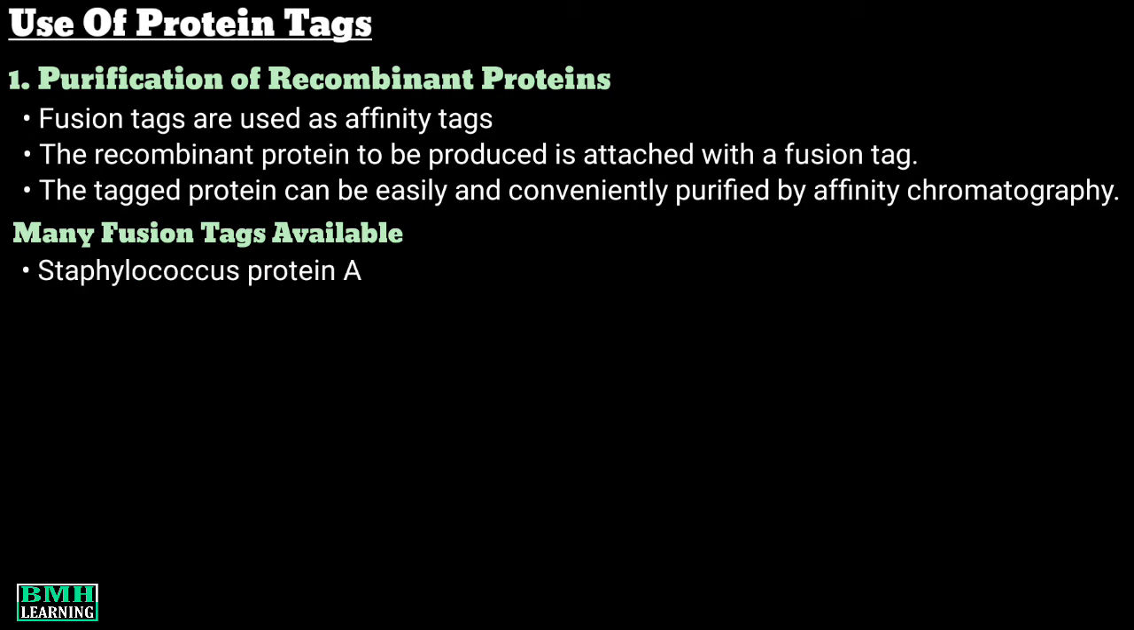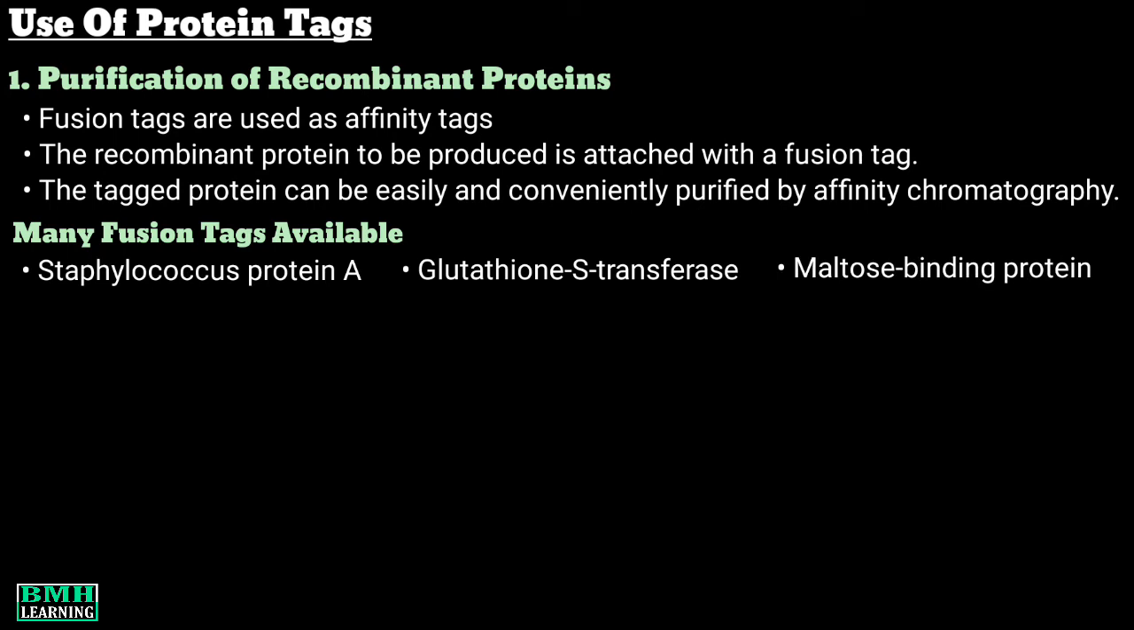These tags may contain Staphylococcus protein A, glutathione S-transferase. Sometimes maltose binding protein is used. Similarly, cellulose binding protein is a good option. Then we have a very popular example of polyhistidine tag, and the list goes on.